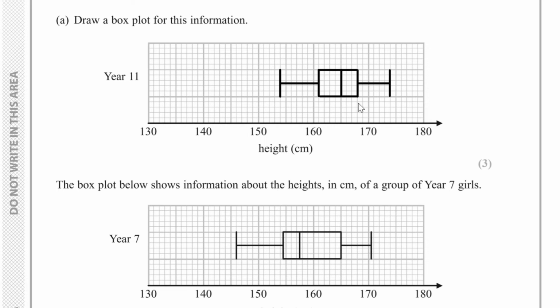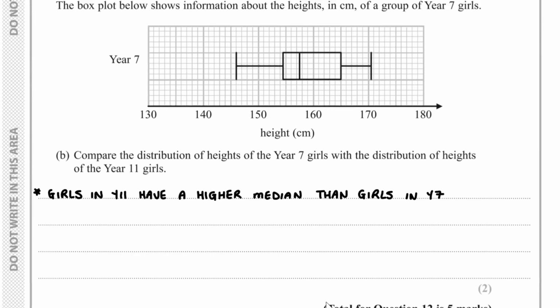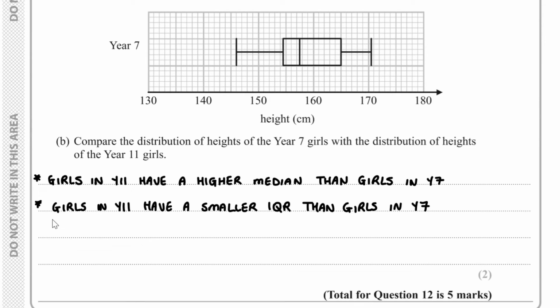Now if we compare the interquartile ranges, the interquartile range for the girls in Year 11 is smaller than the interquartile range for the girls in Year 7. So girls in Year 11 have a smaller interquartile range than girls in Year 7.